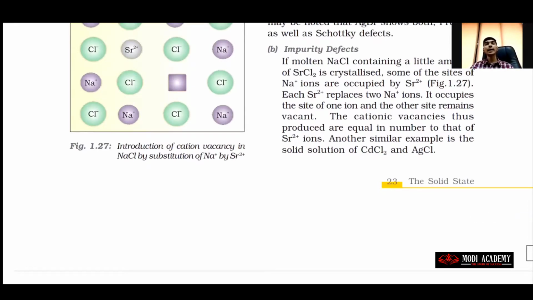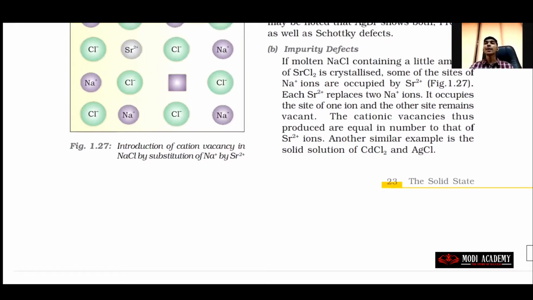Now Sr has a +2 charge. So when two Na+ are displaced, only one Sr2+ takes their place to balance the electrical neutrality. So two Na+ sites become vacant and only one site is filled by strontium. So there is one vacant site, but electrical neutrality is maintained. This kind of defect is known as an impurity defect. It occupies the site of one ion and the other site remains vacant.